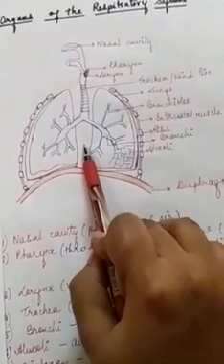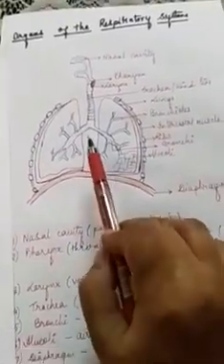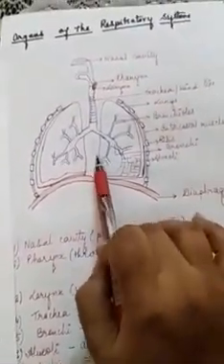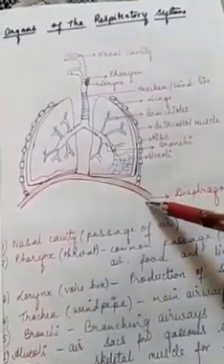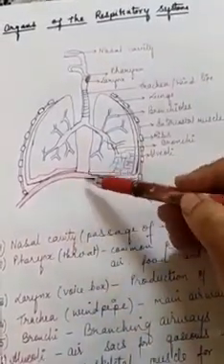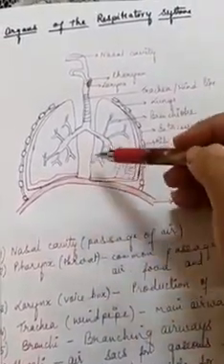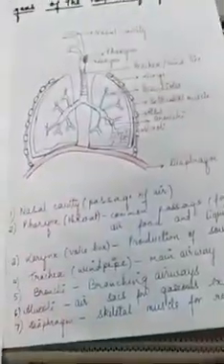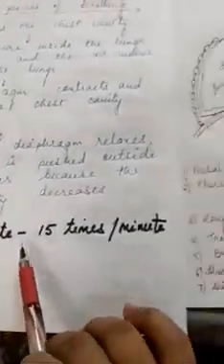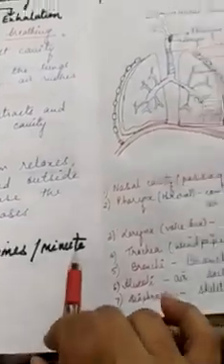Okay, and after the phase of inhalation, exhalation takes place where the diaphragm is relaxed and it gets back to its original position and the air is pushed out. The normal breathing rate in human beings is 15 times per minute.